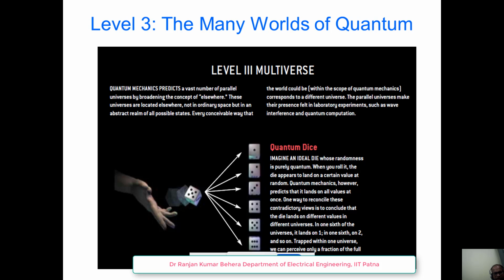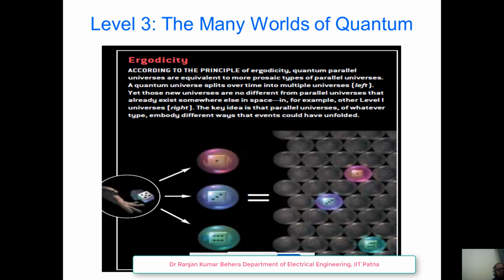So if you see that, the conclusion is that this dice has different values in different universes. In one of the six universes, it shows a 1, in another 1/6 or 2, and like that you go on putting that one dice, and you will create the different universes. So similarly, there are so many universes according to this.